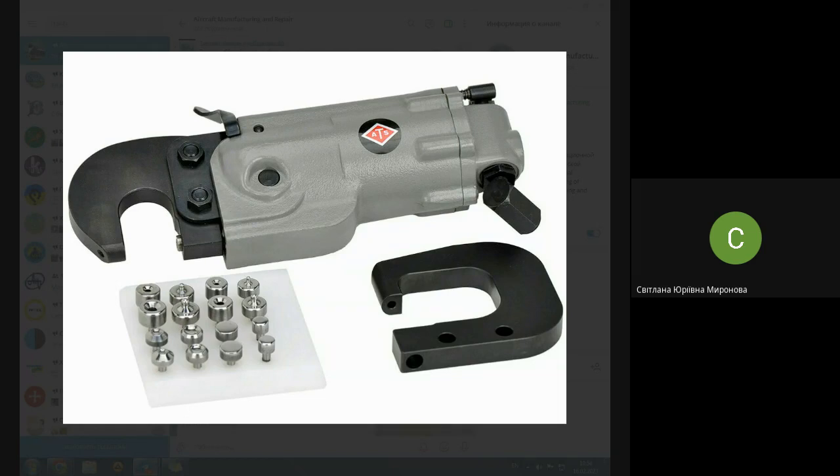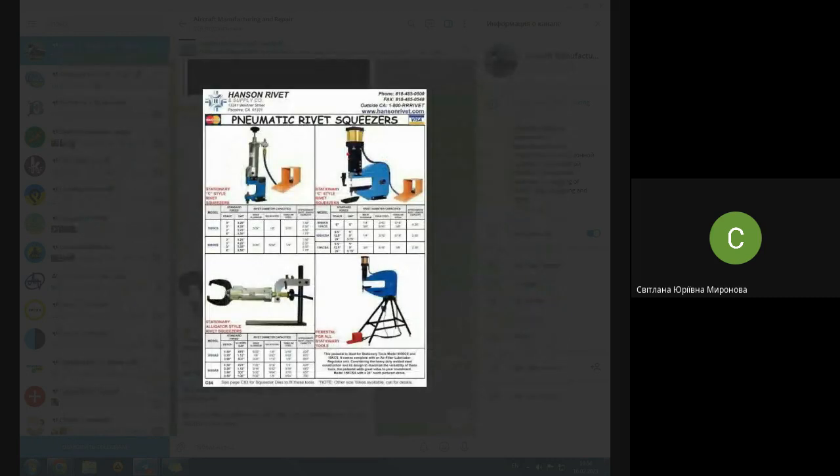When it comes to a big stationary press, it means that you need to transport your item to this place, because you need to remove the spar from the jig, for instance, and transport it to another place of the shop to work in the press. When it comes to manual squeezers, you may come with the squeezer directly to the jig you are working in.